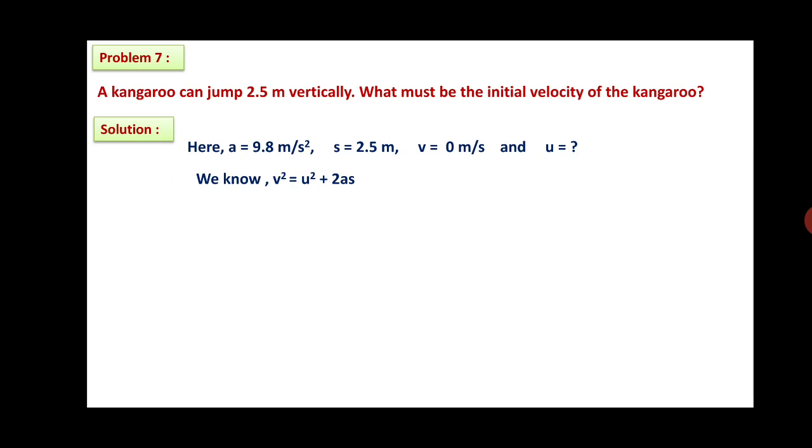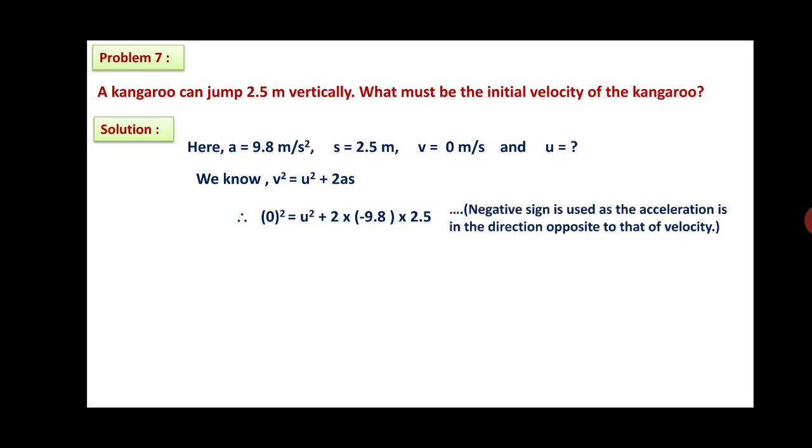We know that v square is equal to u square plus 2as. Now substitute the values. 0 square is equal to u square, we have to calculate, plus 2 into a, which is minus 9.8. Since the kangaroo is jumping against the gravitational acceleration, you have to take minus here, into 2.5. Here the negative sign is used for the acceleration in the direction opposite to the velocity.